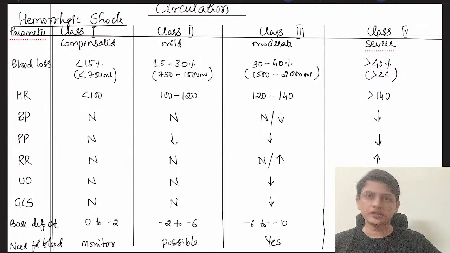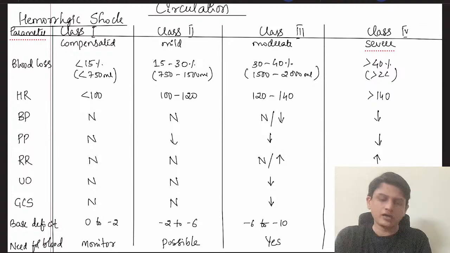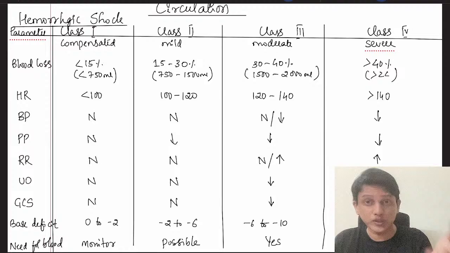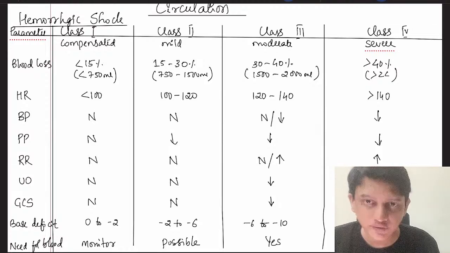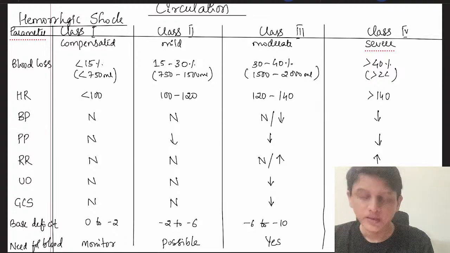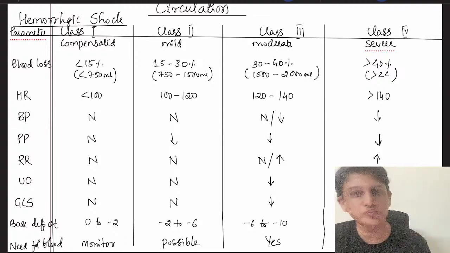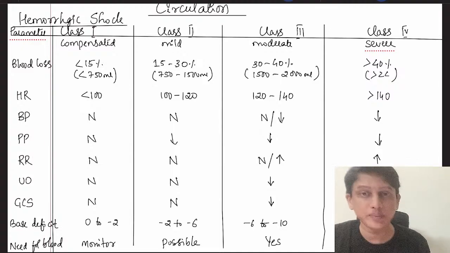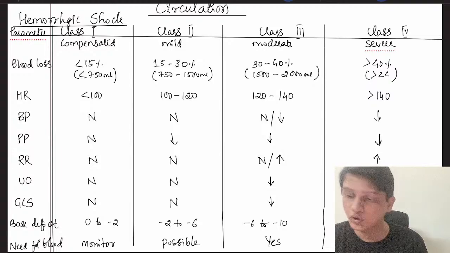Need for blood. In the compensatory phase or mild shock, blood may not be required because the body itself can overcome that deficit. In moderate shock, definitely there is a blood requirement, because more than 30% of the blood is lost, one third of the blood is lost. You have to give it back in the form of blood itself. In severe shock, almost 50% of blood is lost, which means you have to give a lot of blood, 2.5 liters. Five to six units of blood may have to be given, or more than that. It's called massive transfusion. Hope it's clear.